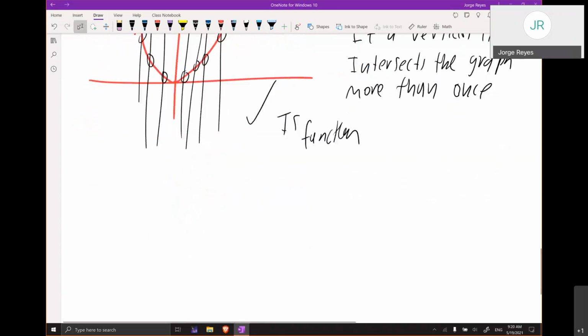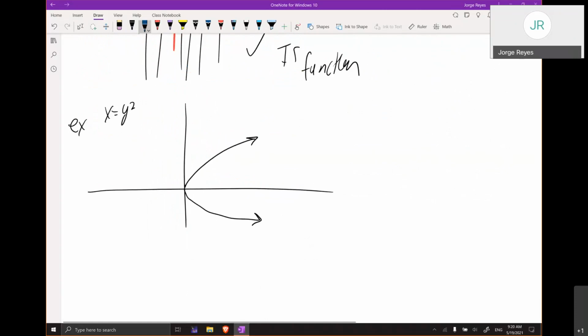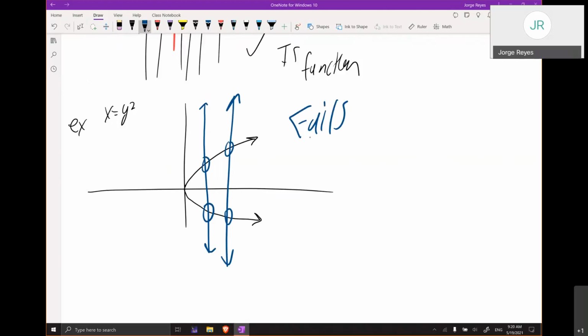Now though, if I do this other looking thing, which is x equals y squared, and then I draw my vertical lines, pretty much any vertical line I draw, I'm going to cross more than once. So this fails the vertical line test.